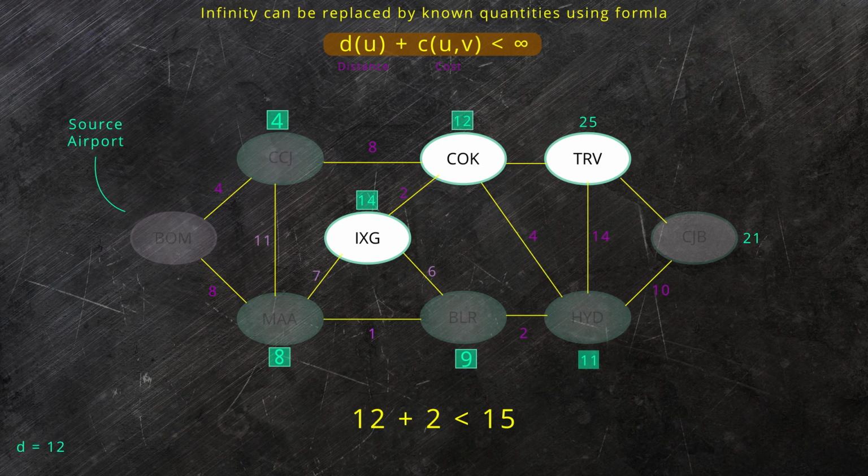Now again, COK to TRB. The value for COK is 12 and cost of operation of COK to TRB is 7. That is 12 plus 7, that is 19. It is less than 25. So you will be updating. That also will be updated to 19. So that airport will also be chosen. So you will choose this airport also.